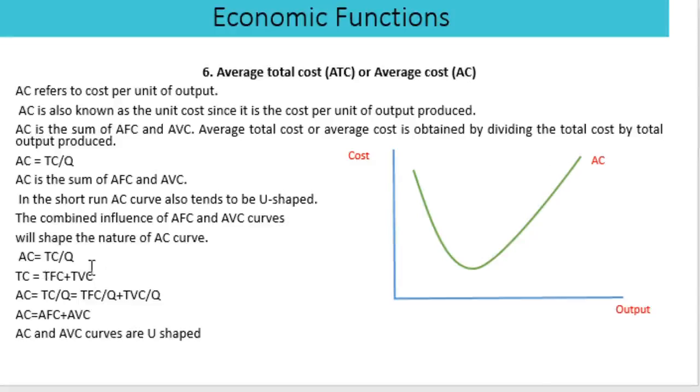And AC equals TC by Q, where TC equals TFC plus TVC. Then we can rewrite this equation as AC equals TFC by Q plus TVC by Q. That is, AC equals TC by Q.